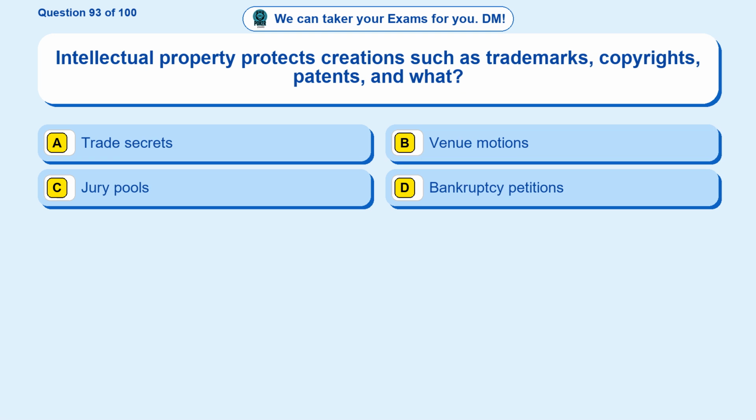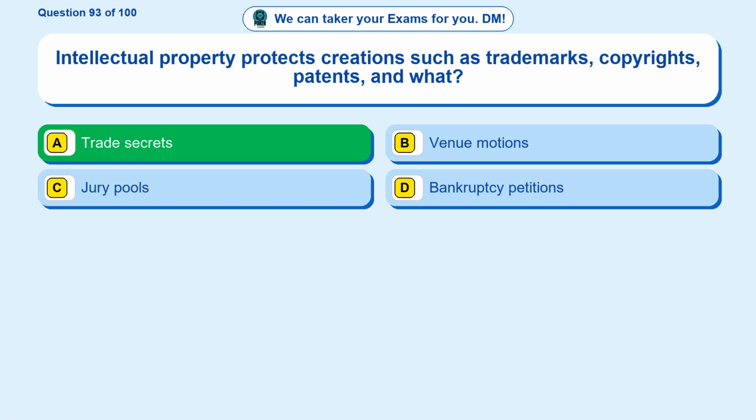Question 93. Intellectual property protects creations such as trademarks, copyrights, patents, and what? Option A, trade secrets. Option B, venue motions. Option C, jury pools. Option D, bankruptcy petitions. The correct answer is option A.